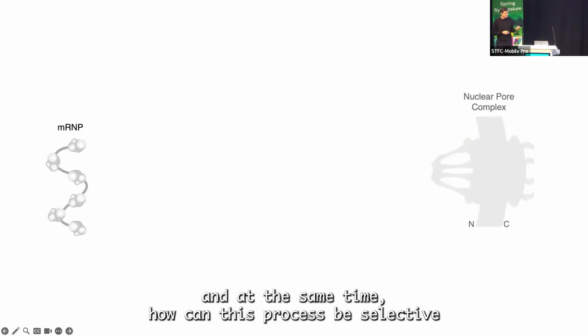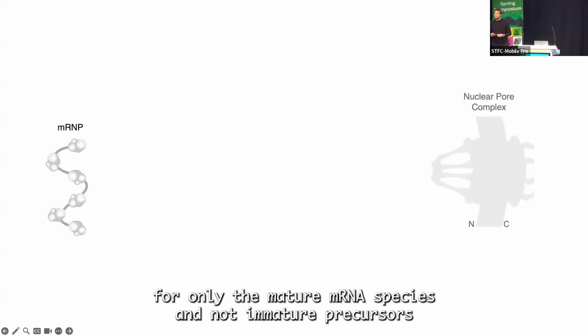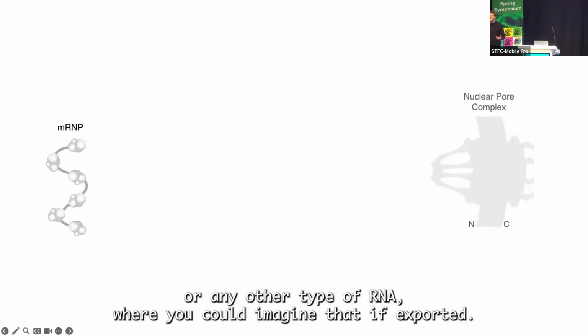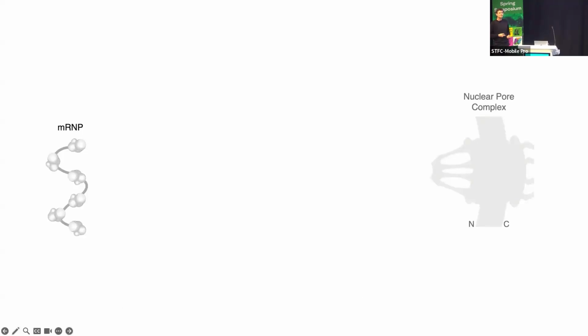And at the same time, how can this process be selective for only the mature mRNA species and not immature precursors or any other type of RNA, where you could imagine that if exported.